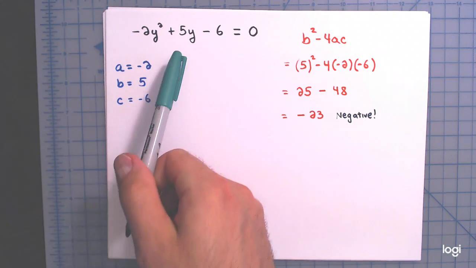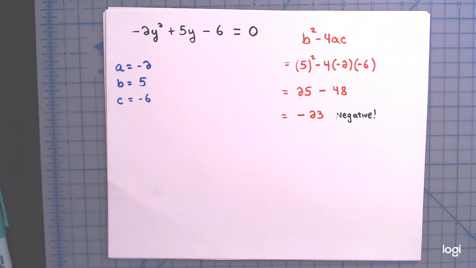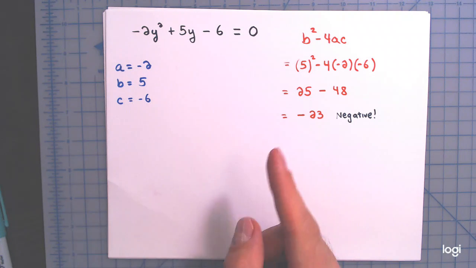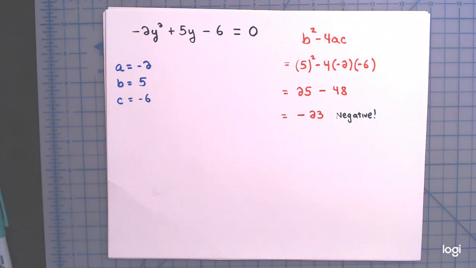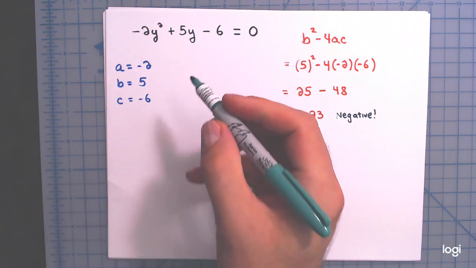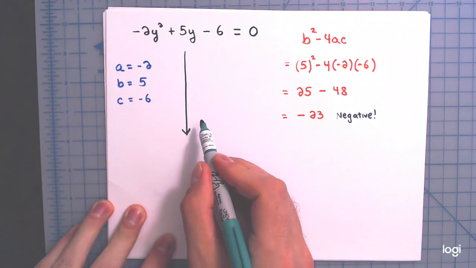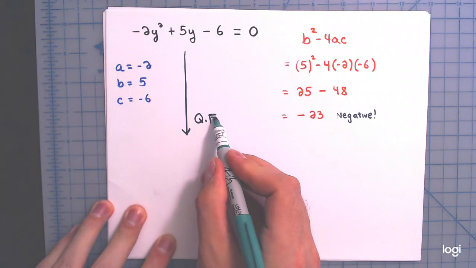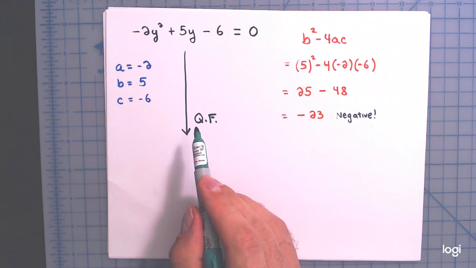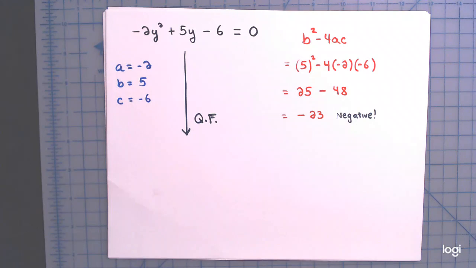That means that this equation is going to have two solutions that are not real. They'll have an imaginary part to them, the square root of a negative number. Alright, so remember I put this up on a prior page. If the discriminant, this b squared minus 4ac, is negative, I'm just going to jump straight to the quadratic formula. I'll just put QF for the quadratic formula, okay?